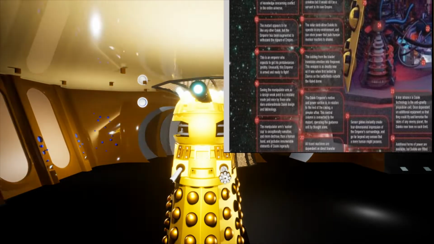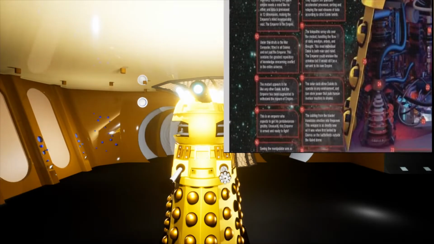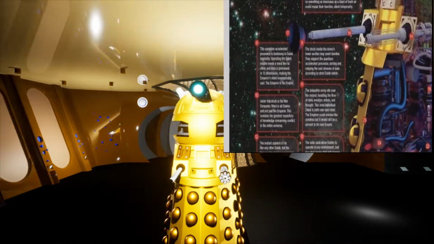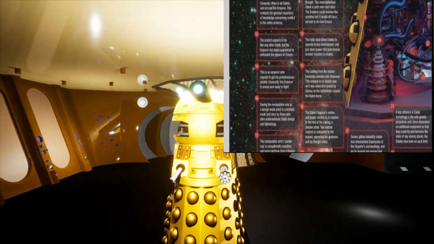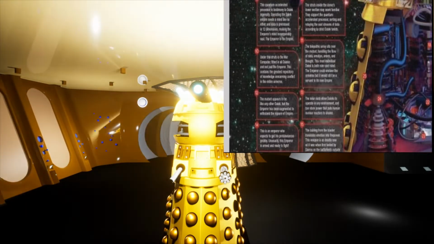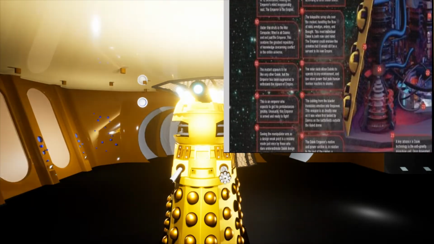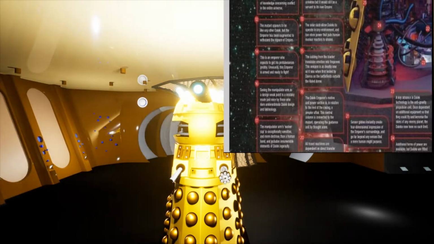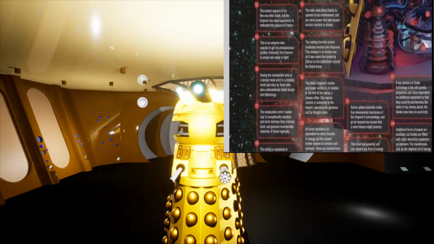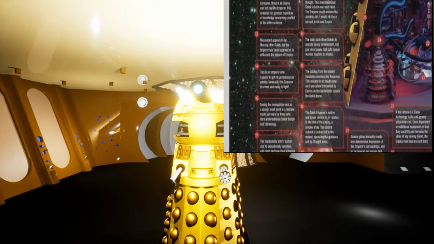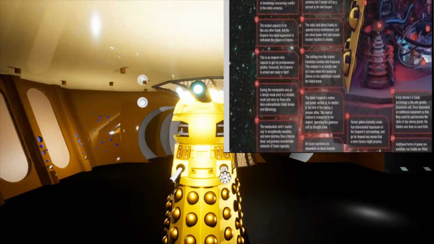Seeing the manipulator arm as a mistake, a design weak point, was made just once by those who dare underestimate the Dalek design and technology. That's right, so don't insult my manipulator arm, or I will either suck you or claw your entrails out, or something along those lines.